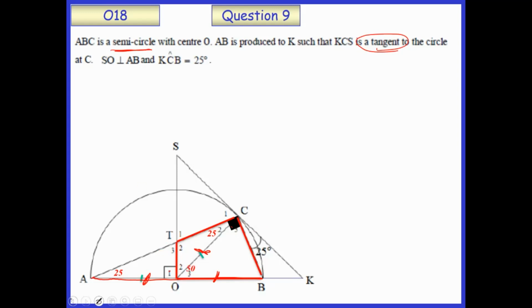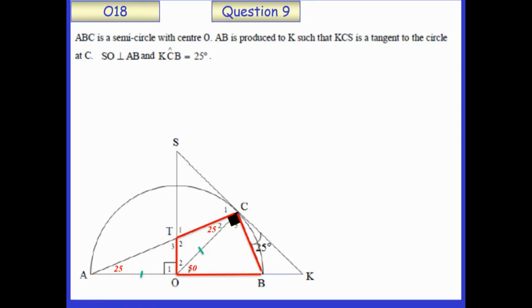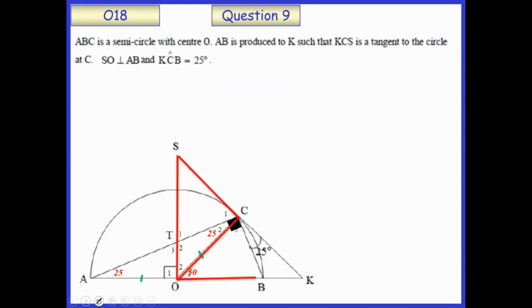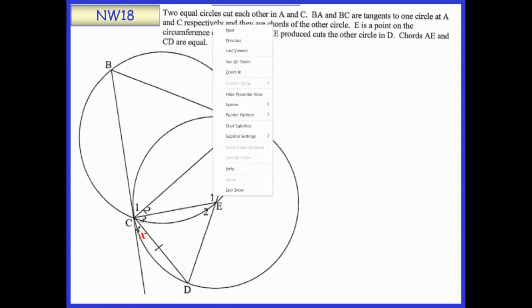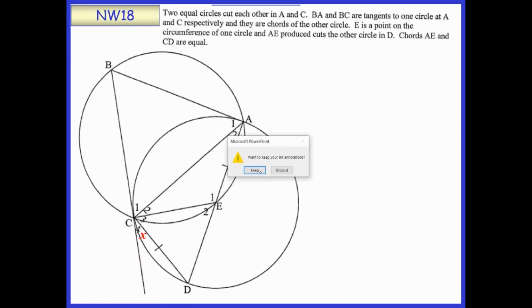Which exterior angle is equal to the opposite interior angle? O1. Can you see O1? It is equal to C2 and 3. So we use the converse theorem now. We'll write it out. I just want to get going with this question. I don't have this question, so I'm going to skip this one. Okay, gentlemen, I'm going to end that one.